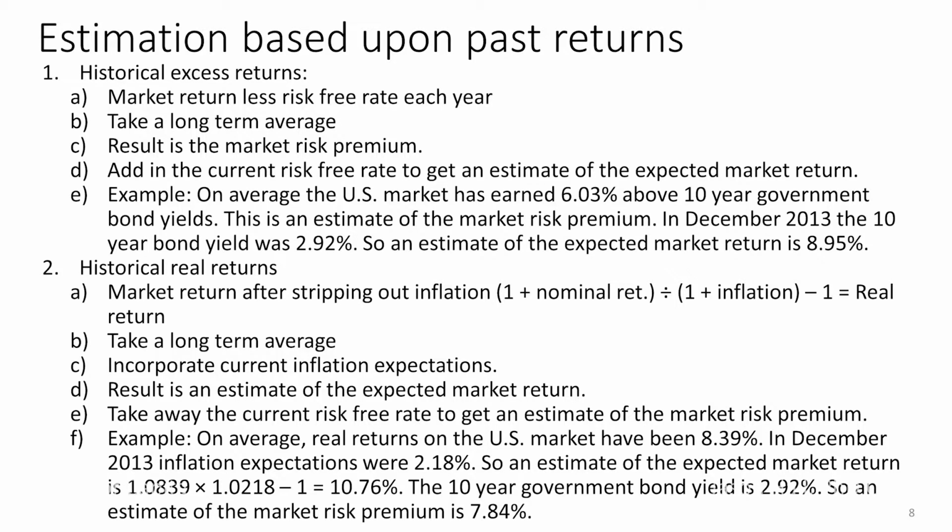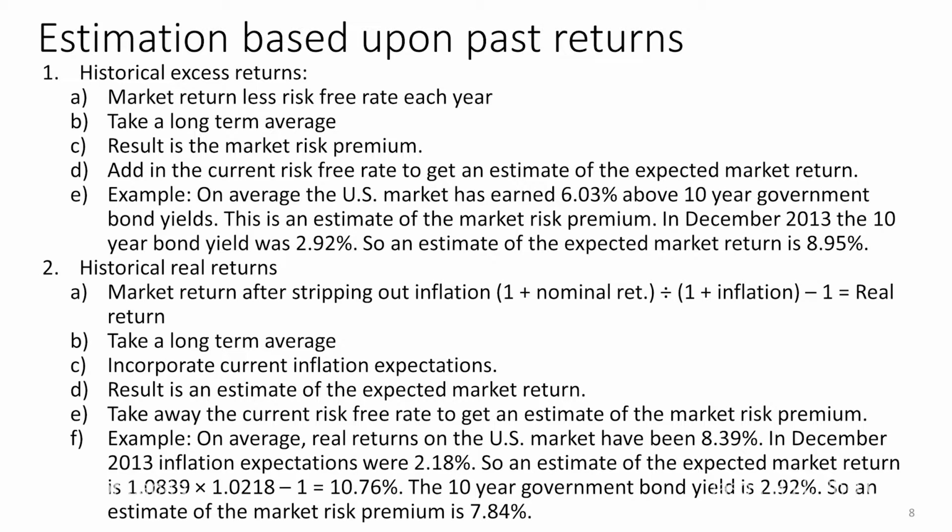In the application in this note, I have computed the market risk premium in two ways, based upon historical average information. Let's first consider the excess returns approach. I estimate the average difference between market returns and 10-year government bond yields using about 140 years of data. This is referred to as average excess returns. On average, the market earned 6.03% above the yield on 10-year government bonds, and the 10-year government bond yield during December 2013 was 2.92%. So the first estimate of the market return is 2.92% plus 6.03% or 8.95%.